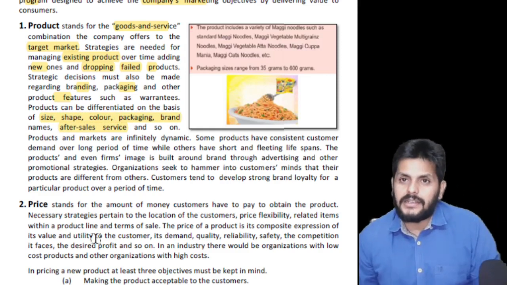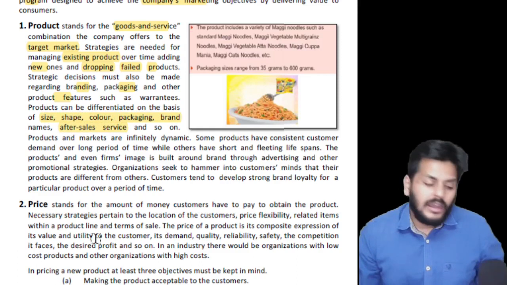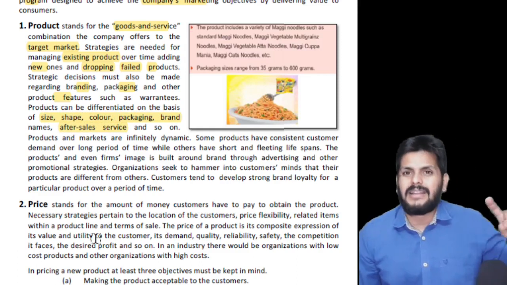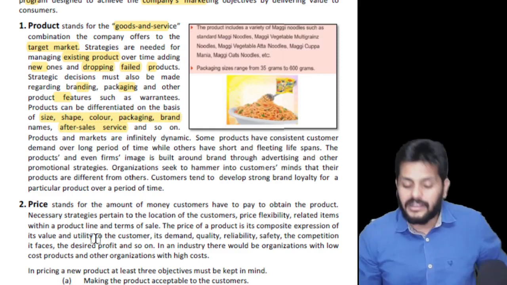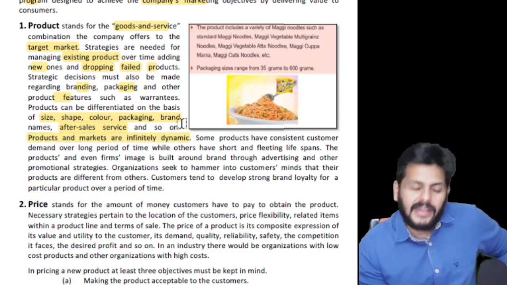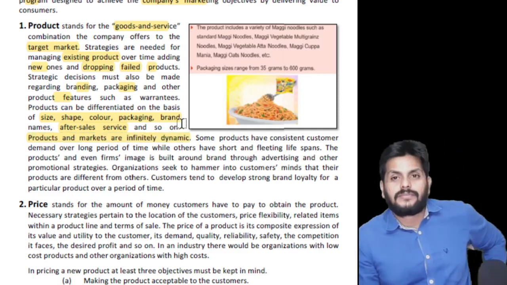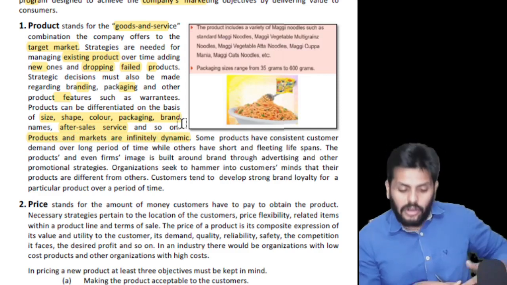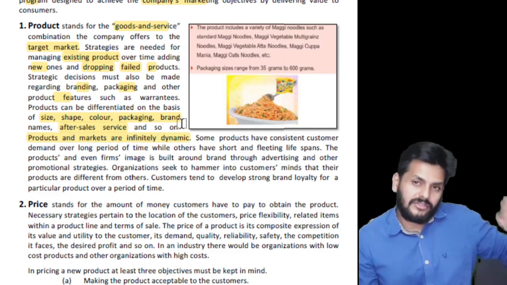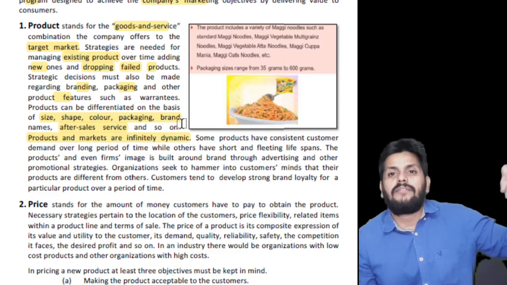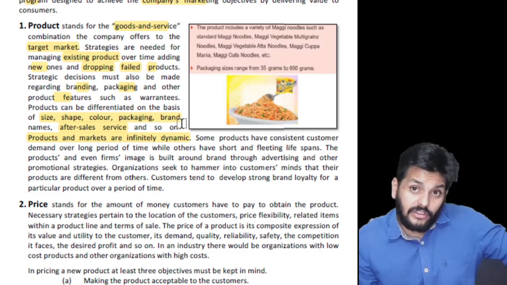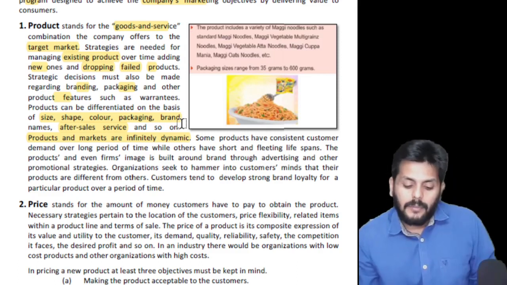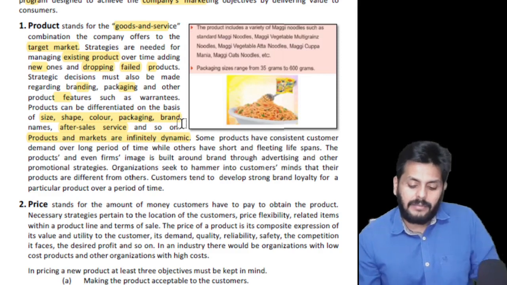And finally, it took roughly around 6 chapters to come to this particular line, which I've been telling you right from the first class. Products and markets are infinitely dynamic. Though we have been orally shouting this for almost all the classes till now, since the very first class where I told you environment is infinitely dynamic, changing and ever changing, products and markets are infinitely dynamic.